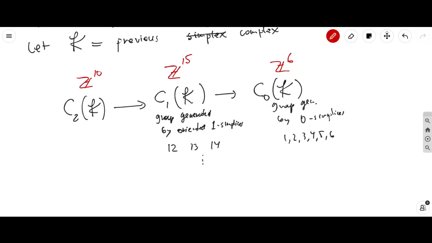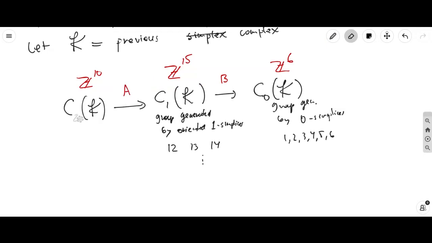And to show you how this works, you have a linear map. So you have some kind of linear map over here. Let's call this map A, and we have another linear map over here called B. And these linear maps, they're just coming from the boundary operator.